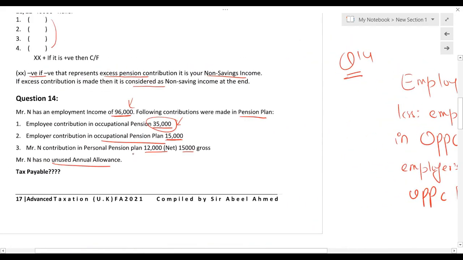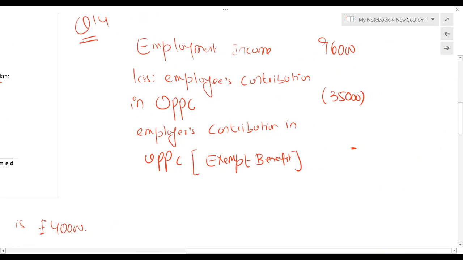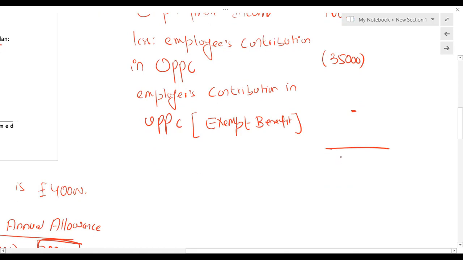Mr. N has also contributed in PPC. If an individual contributes in PPC for himself, it is not an expense of that individual. So from this 96,000, we need to deduct this 35. We are getting 61,000. That is net employment income.